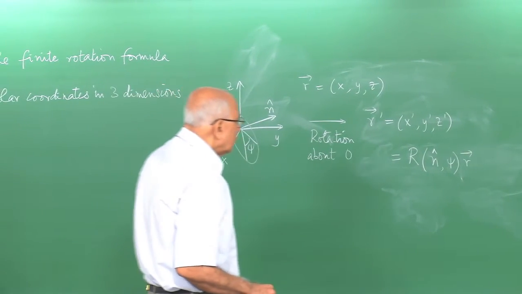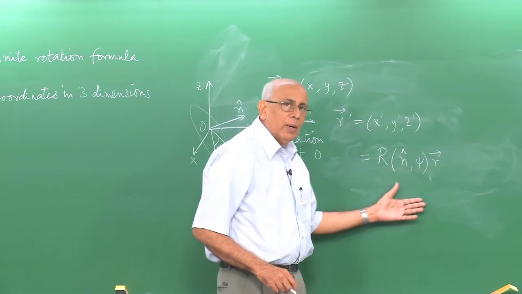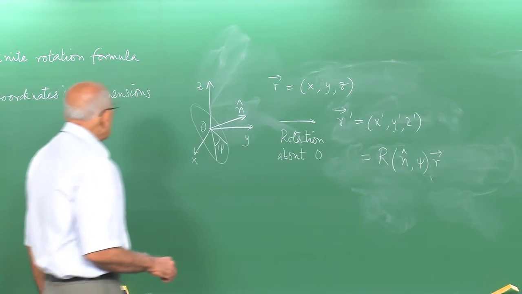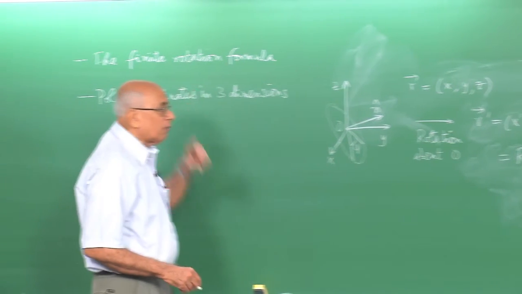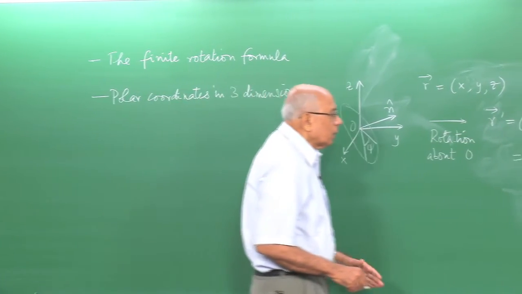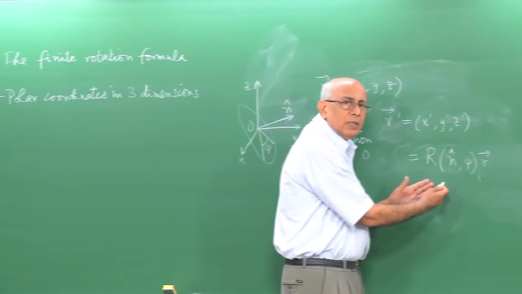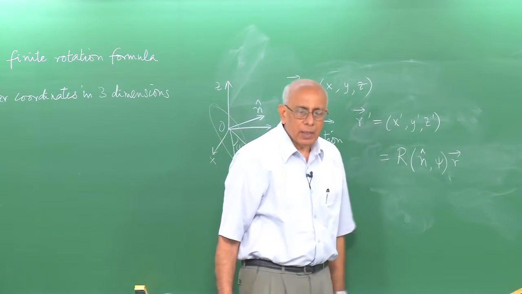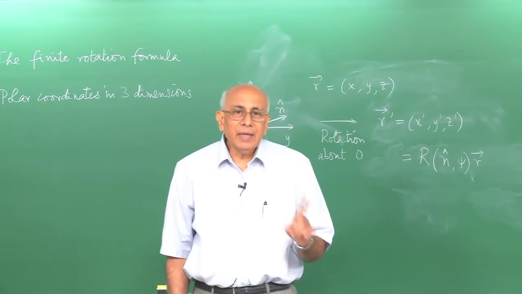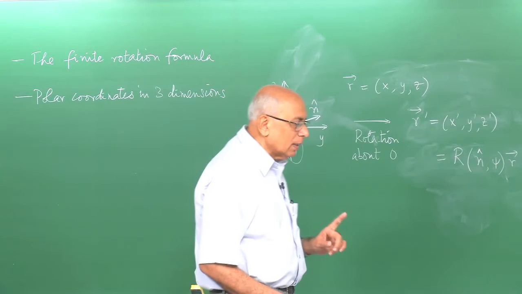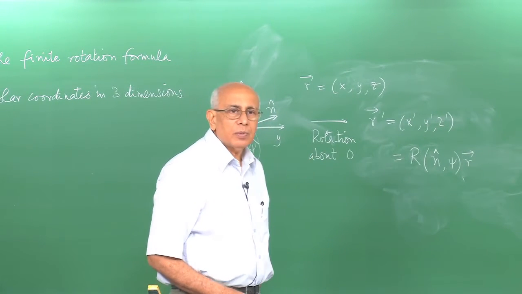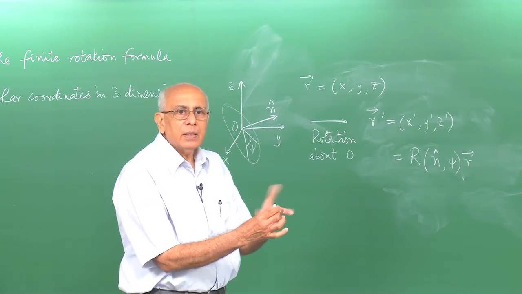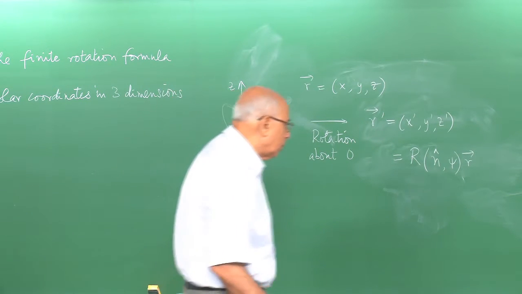In general, this is hard to write down. It's quite a messy thing to write down. But it turns out that you can actually write down a simple formula called the finite rotation formula, which summarizes the effect of this rotation matrix on any given point R, and therefore on any vector which you start with. And it tells you how a vector transforms under a finite rotation about some specified axis n through an angle psi. And here's the formula.